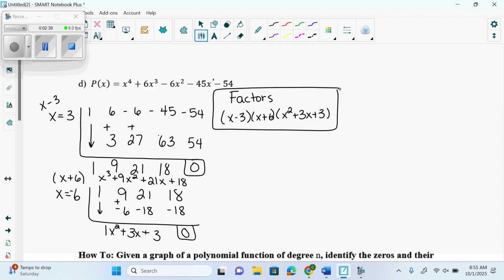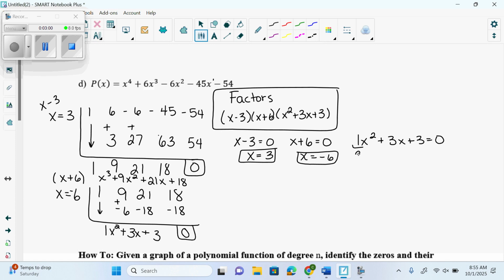Okay. So here we get x minus 3 equals 0. X plus 6 equals 0. X squared plus 3x plus 3 equals 0. X equals 3. X equals negative 6. That's an x-intercept. That's an x-intercept. And then this one I have to go A, B, C.